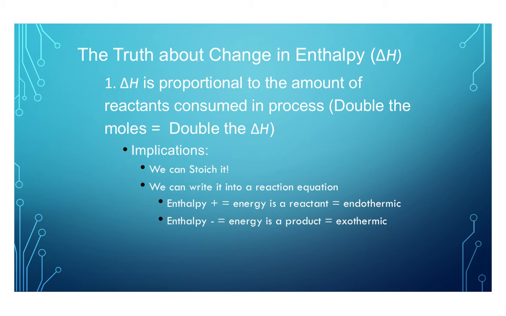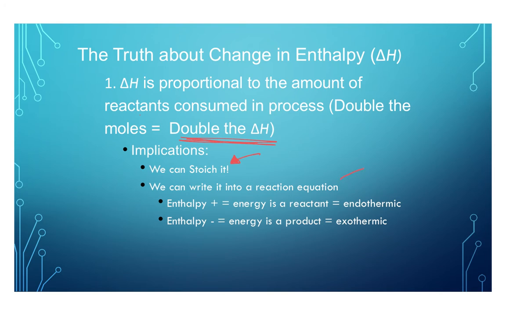So a couple things that we need to understand about the enthalpy of a particular reaction. First of all, it's proportional to the amount of reactants consumed in the process. So basically, in other words, if we have twice as much chemical involved in the reaction, we're going to get twice as much heat out of it. Okay, so the implication of this is that we can stoich it. If we know the certain amount of the reactants, we can figure out how much energy needs to be added or how much energy is released in the process.